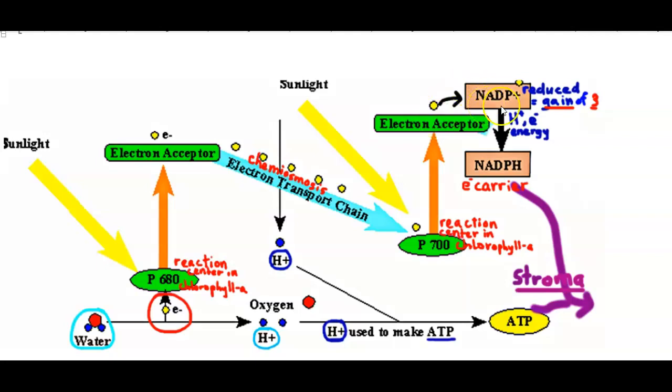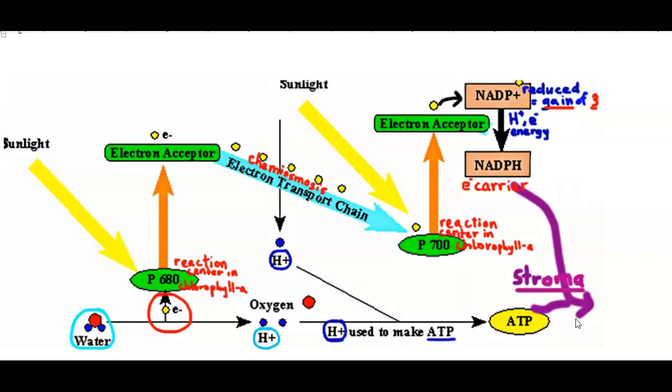NADP plus picks it up. NADP plus is going to get reduced. It's going to gain all of those three things, not just electrons, hydrogens, and energy. So that electron is being taken away. This is why this is non-cyclic. It's being taken away to the stroma.